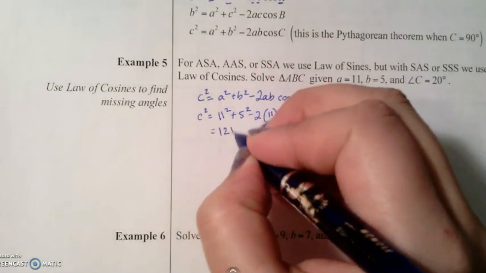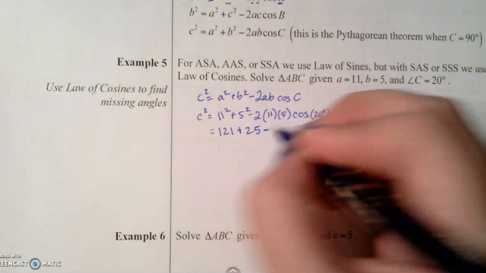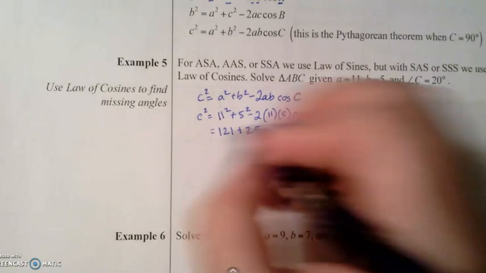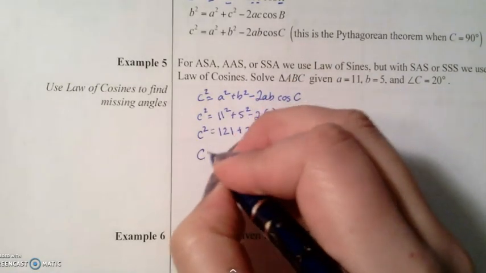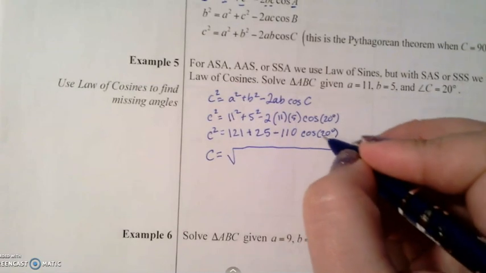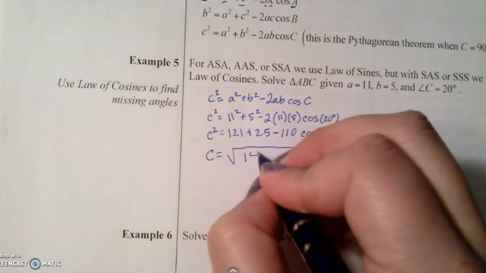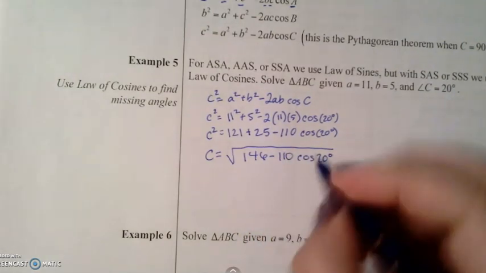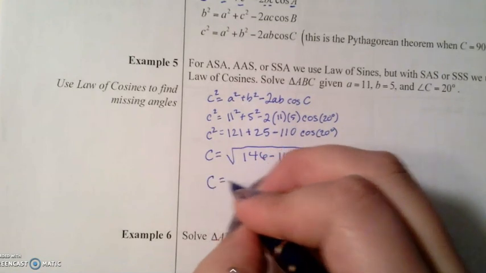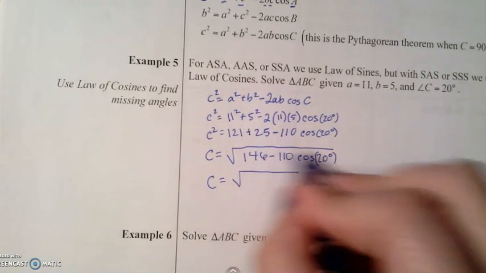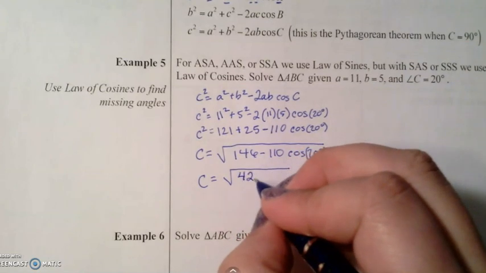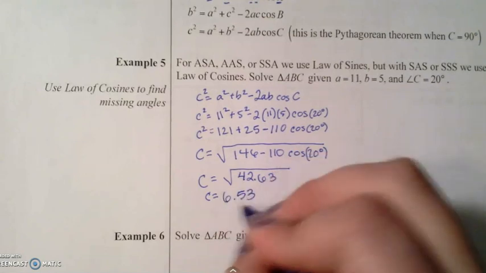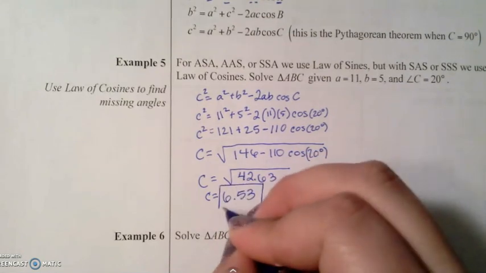So this is 121 plus 25 minus 110 times cosine of 20 degrees, which is c squared. So then c equals the square root of 146 minus 110 times cosine of 20 degrees. All of that goes into the calculator. We get c equals the square root, and you can do that all as one step, 42.63. So c is 6.53. This is not an angle, it's a side length, so that is our value.